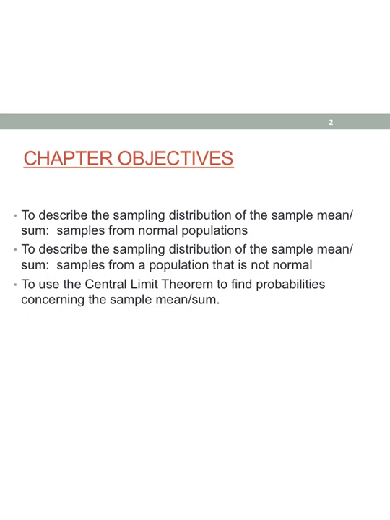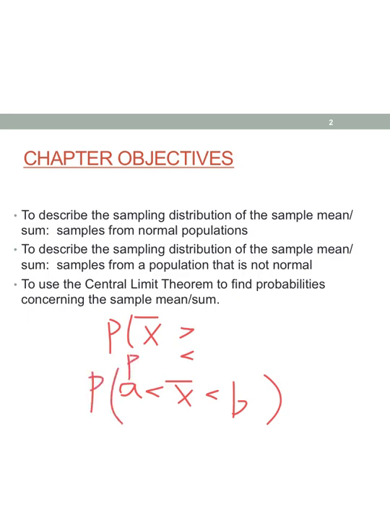And then we need to use the central limit theorem to find probabilities, like the probability bigger than something or less than something. But now we want to find the probability not for our random variable x. For this part, we want to find the probability for the sample mean x bar, bigger than something, less than something, or between A and B.